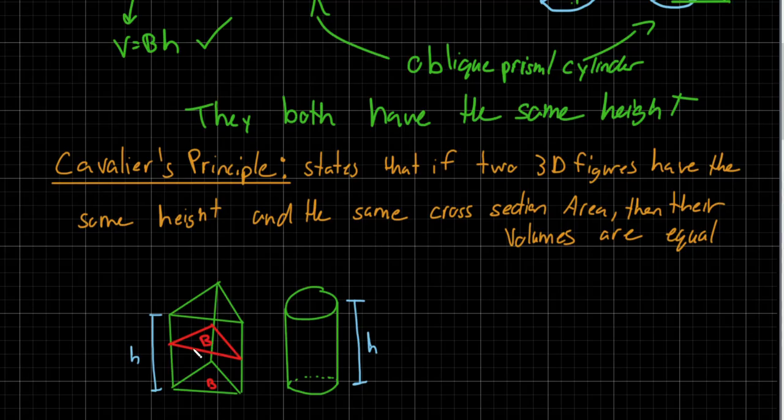Camille, next shape is you. We have a cylinder. If I cut that parallel to the base, what shape do we have? Circle.